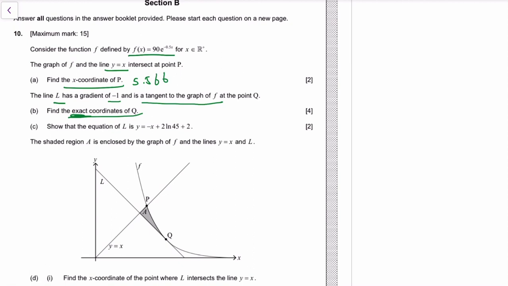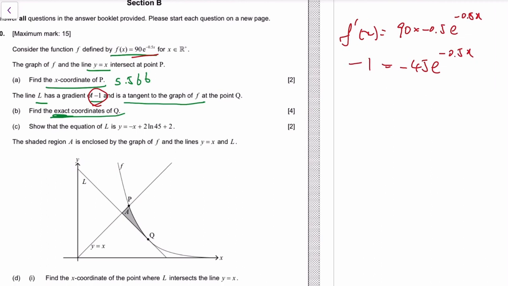We basically want the gradient to be -1, so we'll differentiate f. So f prime x is what, 90 times negative 0.5 e to the power of negative 0.5x, right? Chain rule. So it's negative 45 e to the power of negative 0.5x, and we need this to be -1. So solve x, right? Divide by 45.